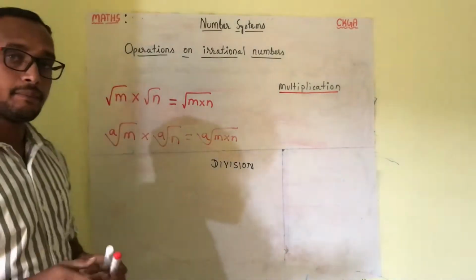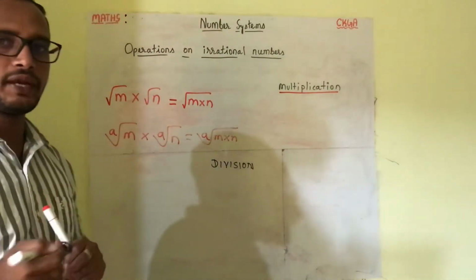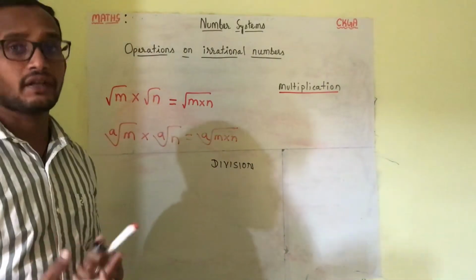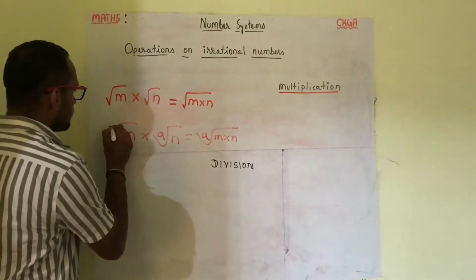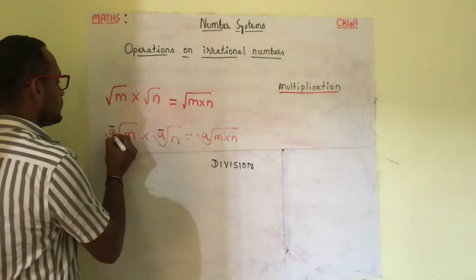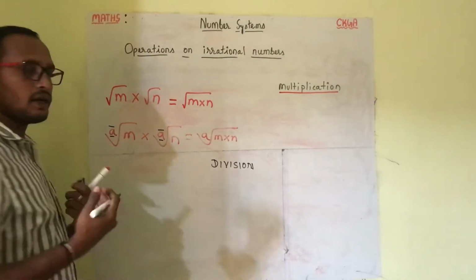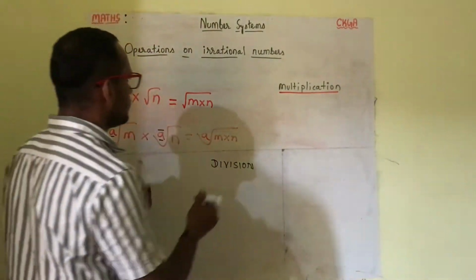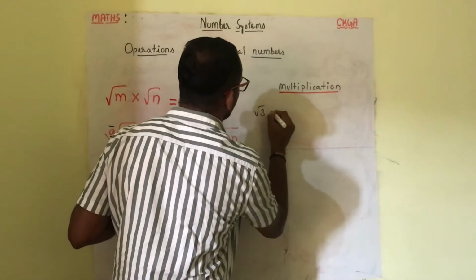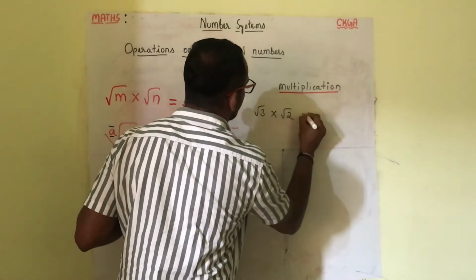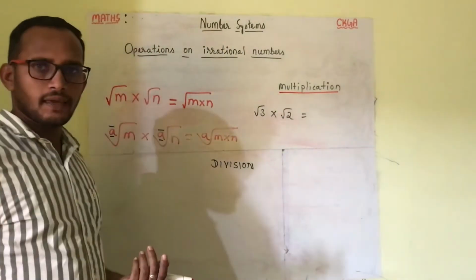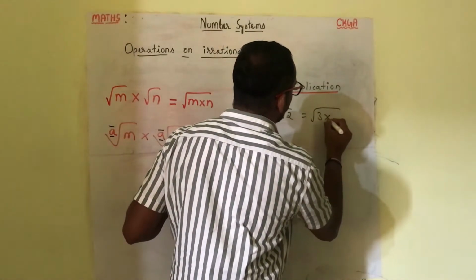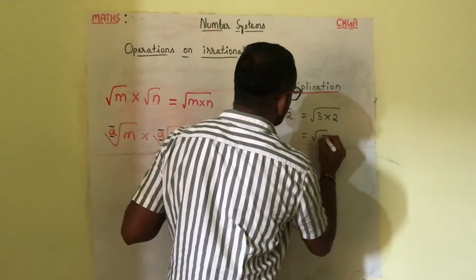So here the main thing you need to identify when you want to multiply two different irrational numbers is that you must observe their orders. The orders should be same. So if the orders are same, you just multiply the radicands. So I'll take some example. Suppose you have root 3 into root 2. Observe the orders. Orders are same. This could be written in the form of square root of 3 into 2, that would be root 6.